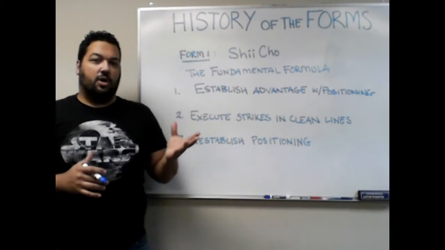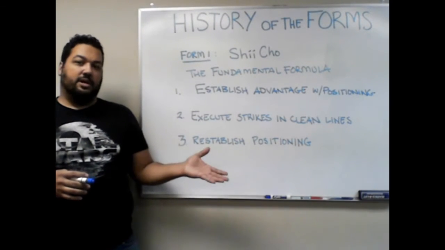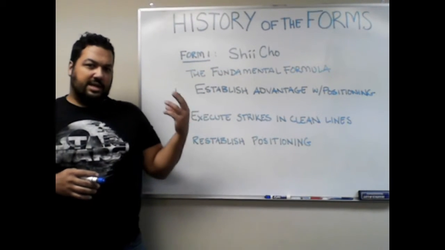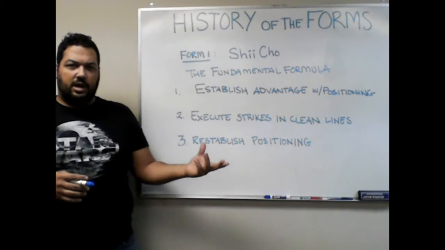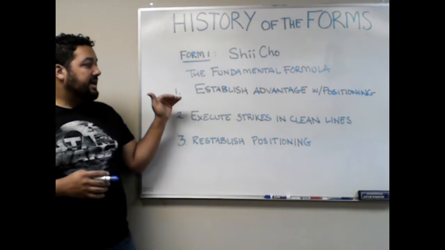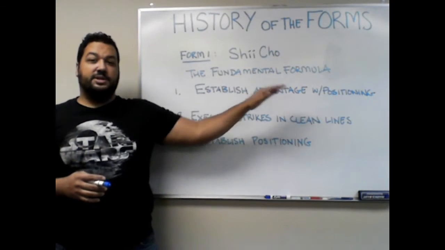Everything we do in Shii Cho, all the actions that we undertake, follow the same basic formula. It's a formula for success that's very simple, easy to understand, and it really defines our Shii Cho. The first stipulation, the first point, is that we are to establish our advantage through positioning.